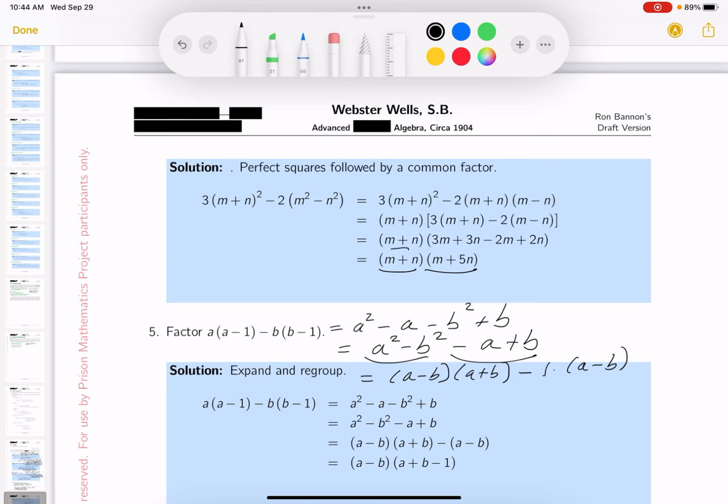What do I notice now? And I'll point it out to you. These two terms have a common factor, and the common factor they have in common is a minus b. Let me put that down for you. Whoops, sorry about that. My eraser out. A minus b pulls out.